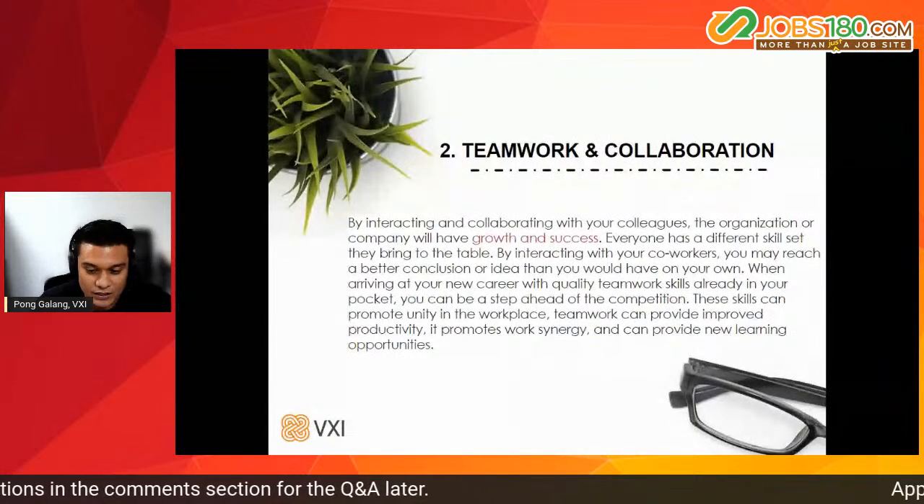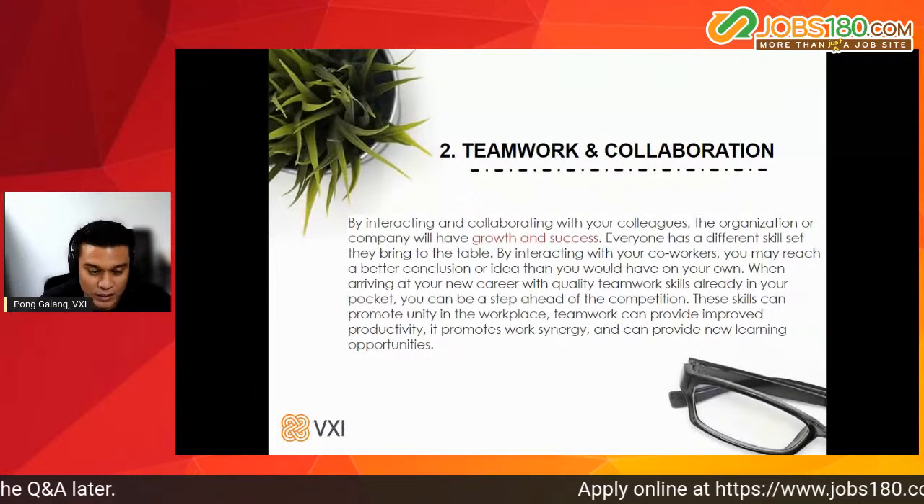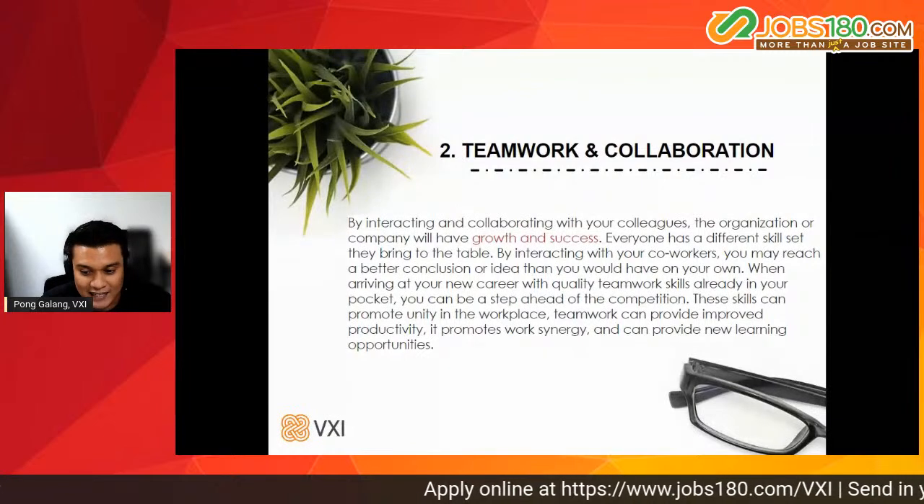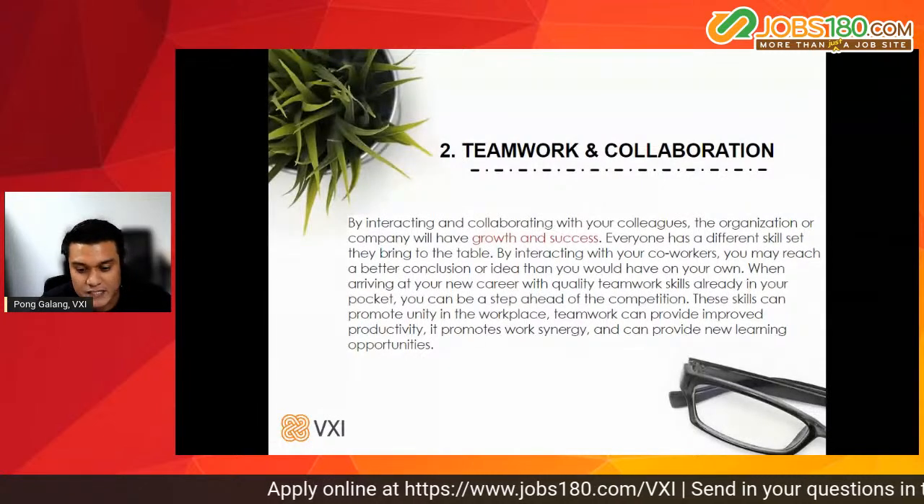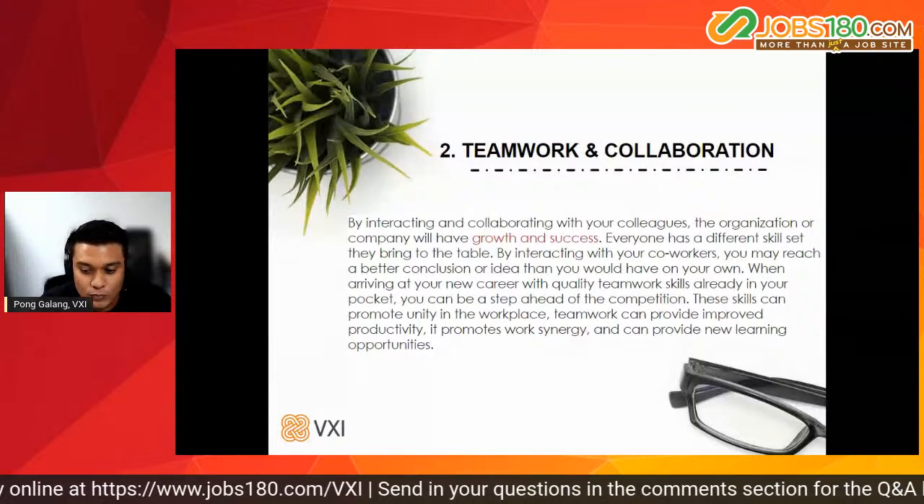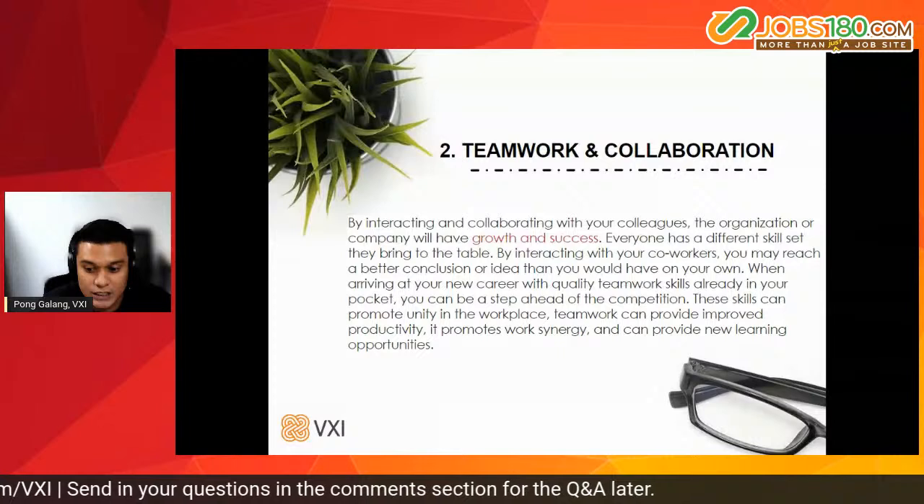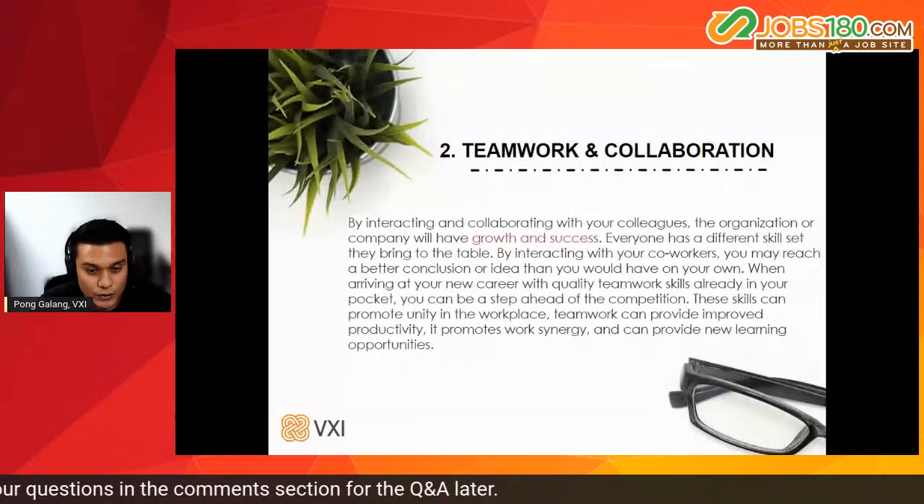When arriving at your new career with new quality teamwork skills already in your pocket, you can be a step ahead of the competition. These skills can promote unity in the workplace. Teamwork can provide improved productivity. It promotes work synergy and can provide new learning opportunities.